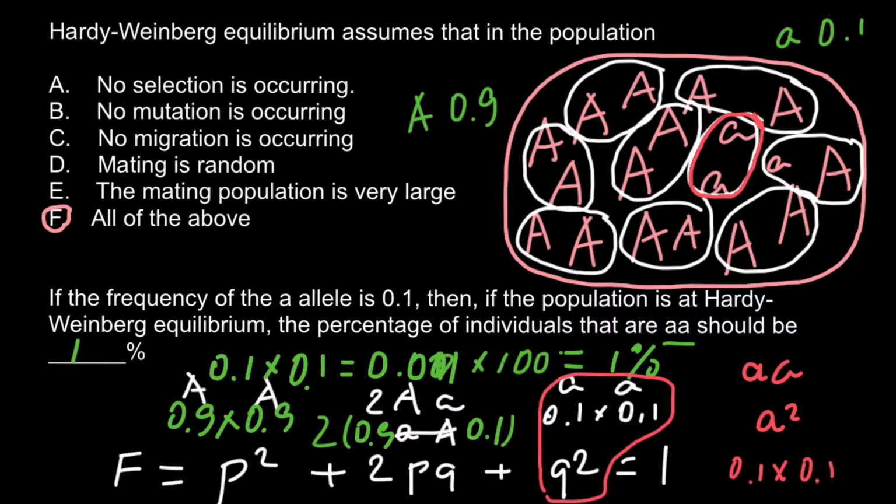And once again, do not forget to multiply the answer by 100, because all the calculations in the Hardy-Weinberg formula are made on a scale between 0 and 1, and if the question is in percentage form, we have to multiply by 100 in order to put our answer on a scale between 0 and 100%.